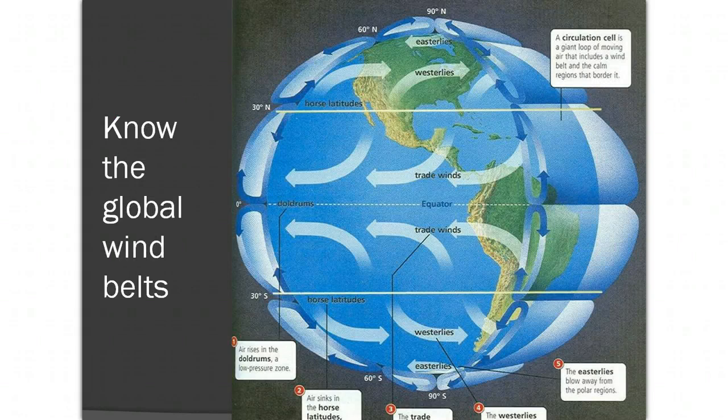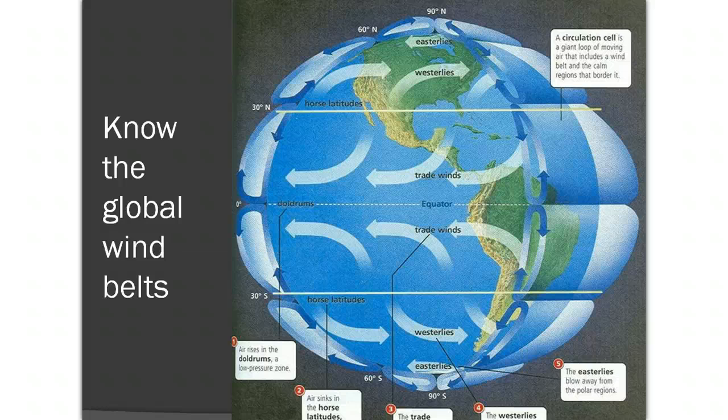Now, when we take a look at the wind belts here, this is a slightly different graphic than we have in the book. We filled this in class as well. You can see up at the very north and south pole, we have the easterlies. They're actually called the polar easterlies. And then down at the 30 degrees north and 30 degrees south, we have the horse latitudes.